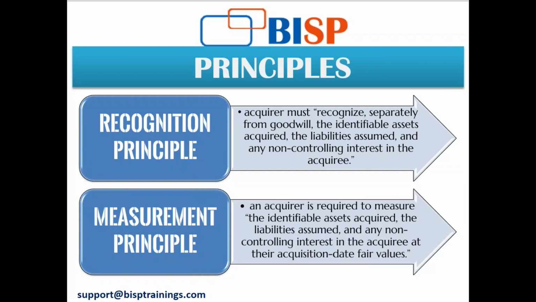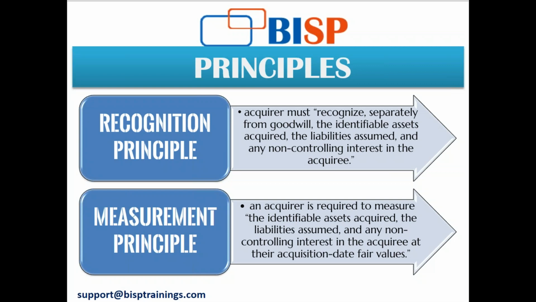Second is the measurement principle. The measurement principle says that the acquirer will have to measure the identifiable assets that are acquired, the liabilities that will be assumed, and any non-controlling interest in the acquiree at their acquisition date fair values. Acquisition date fair values need to be used for the identifiable assets and liabilities, and also for the non-controlling interest amount calculation.